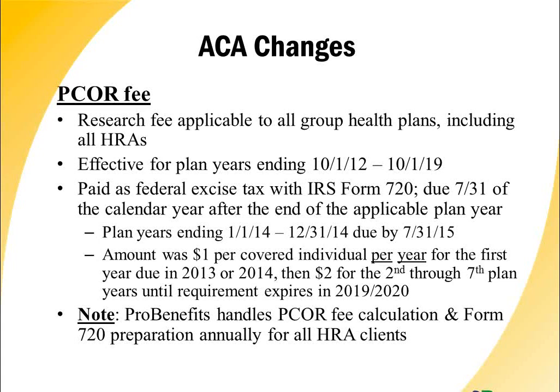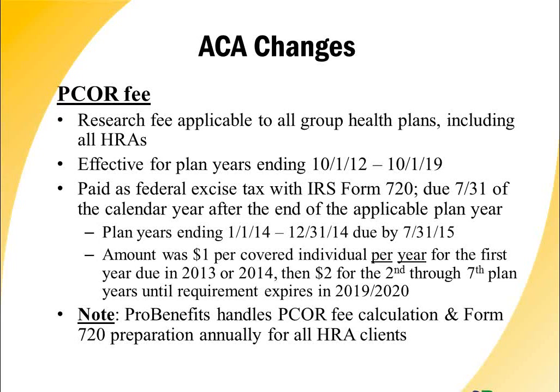So now we jump into our first of the Affordable Care Act changes, which is the PCOR fee, Patient-Centered Outcome Research Fee. It's applicable to all group health plans, including HRAs, and that fee is effective for plans ending between October 1st of 2012 and October 1st of 2019. And essentially the fee is paid as an excise tax on IRS Form 720.